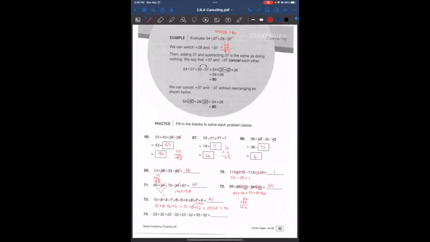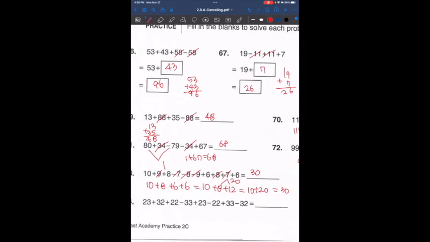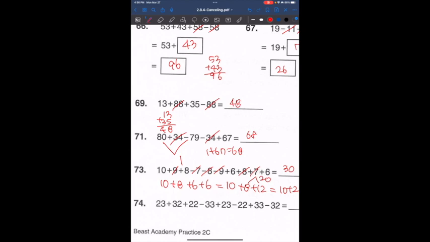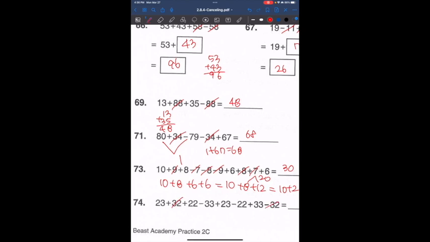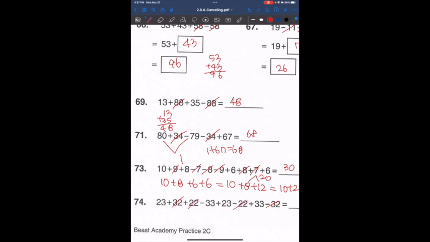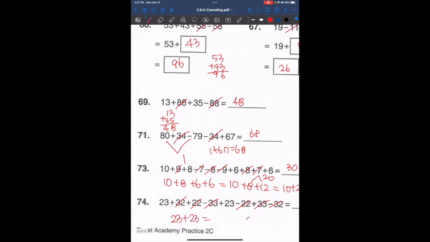Now, last problem for this video. We're going to look for ones we can cancel out. So 32 minus 32 is 0, so we cancel them out. 22 minus 22 is 0, so we cancel. And negative 33 plus 33 is 0, so we cancel. So we're left with 23 plus 23, which is 46.